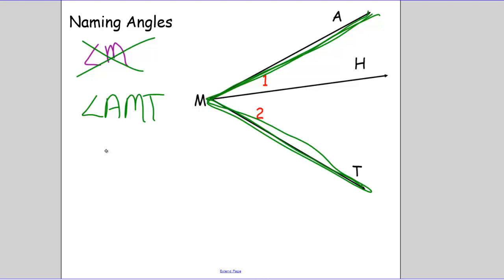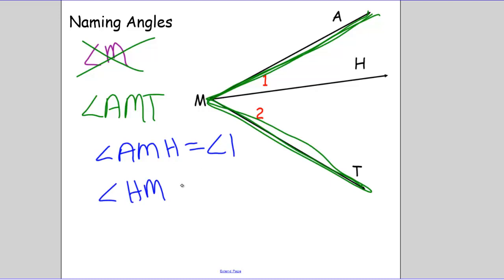Now we can also again name the smaller angles. Angle AMH is the same thing as angle 1. And angle HMT is the same thing as angle 2. So again, just different ways to name angles.